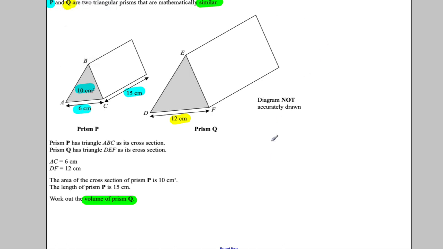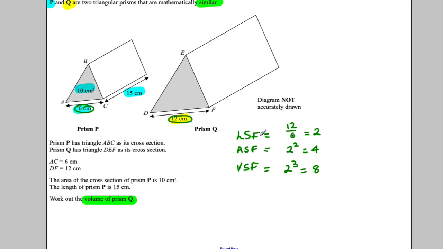Before you do that, work out your length scale factor, your area scale factor, and your volume scale factor, because we're going to need up to volume. Length scale factor is 12 divided by 6, which is 2. Area scale factor is 2 squared, which is 4. Volume scale factor is 2 cubed, which is 2 multiplied by 2 multiplied by 2, which is 8. Here's the key information we're going to need.